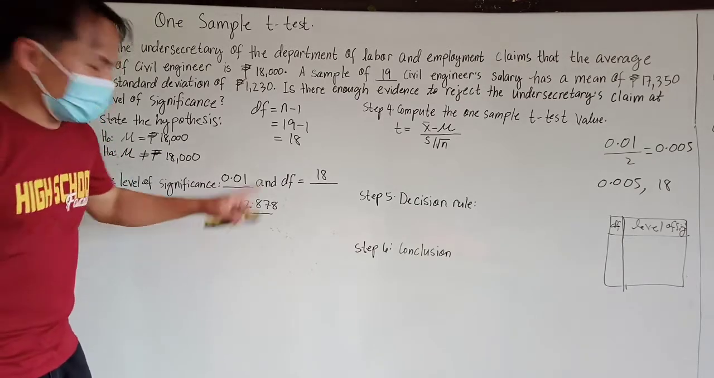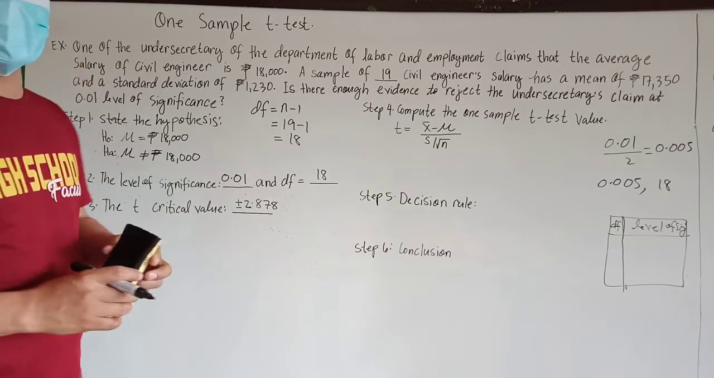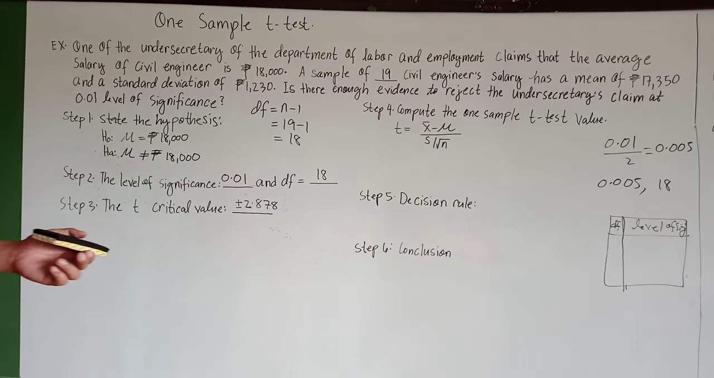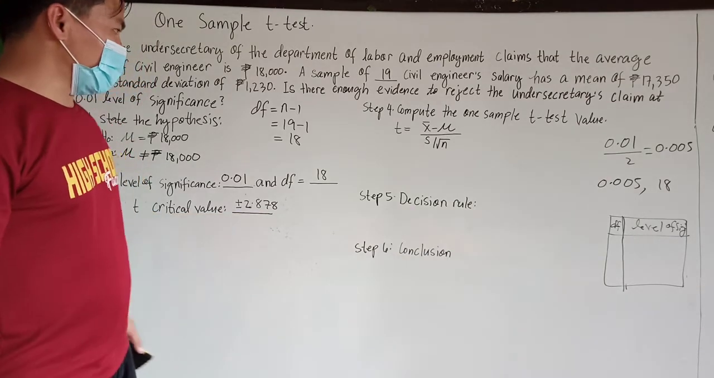Sir, why is it negative and positive? So actually, the reason why it is positive and negative is because it is non-directional. So both sides, from the left and from the right. So plus minus 2.878. Okay, next.